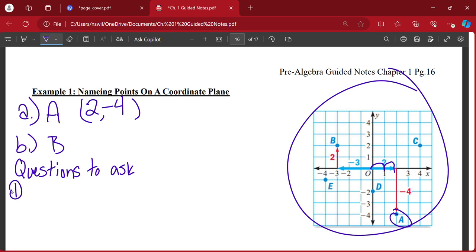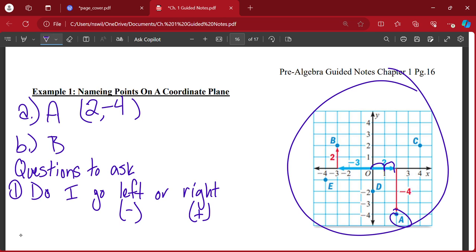Questions to ask: do I go left or right? Left being negative or right being positive. Then, do I go up, which is positive, or down, which is negative?